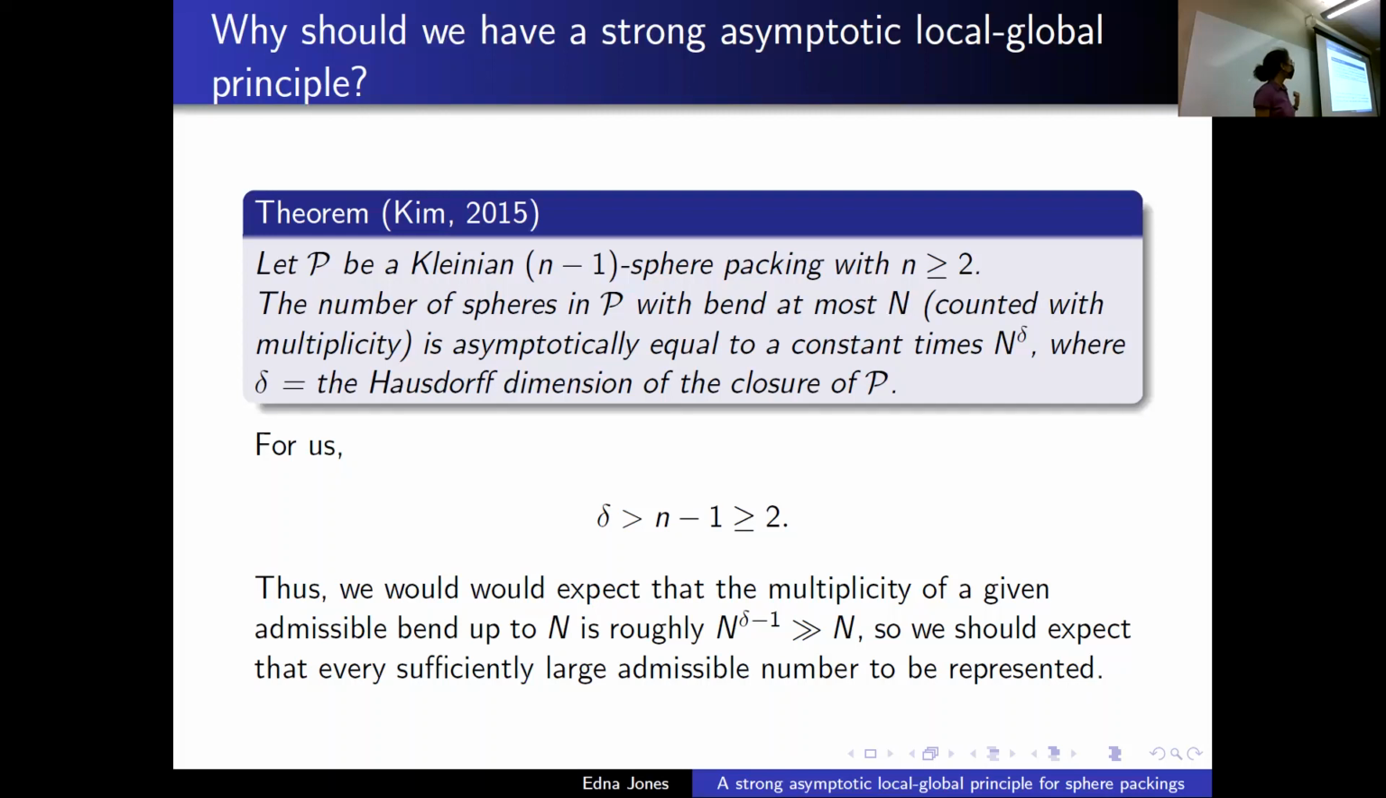So for us, delta is greater than n minus 1, which is at least 2. Thus, we would expect the multiplicity of a given admissible bend up to n is roughly n to the delta minus 1, which is bigger than n. So we should expect every sufficiently large admissible number to be represented, and actually be represented quite a few times, like n times.